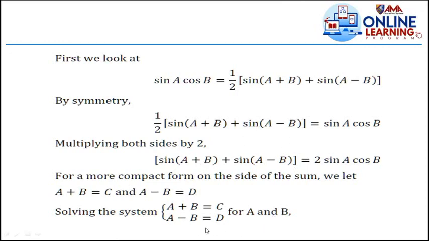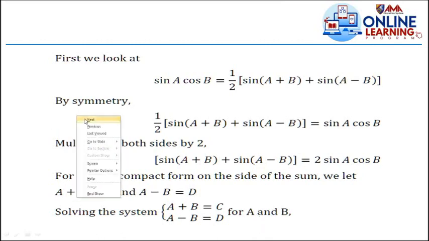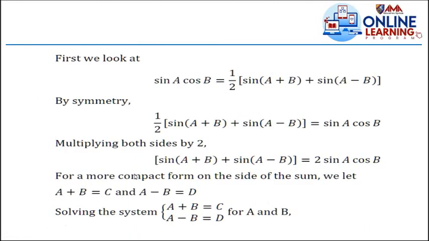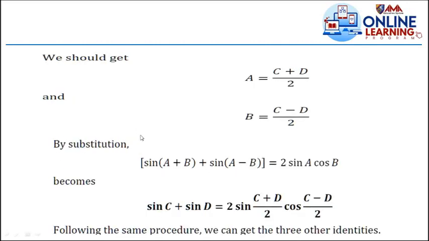So solving the system, A plus B is equal to C, A minus B is equal to D for A and B. Okay? So we should get A is equal to C plus D all over 2 and B is equal to C minus D all over 2. Ito po siya, no? Yung formula natin. So, by substitution, sine A plus B plus sine A minus B is equal to 2 sine A cosine B. Okay?